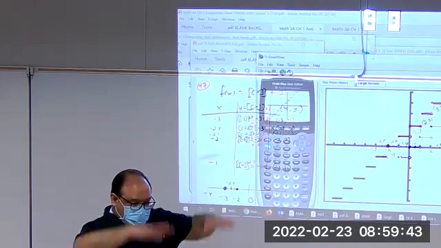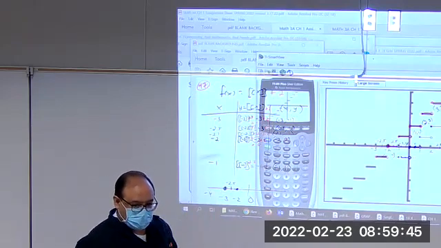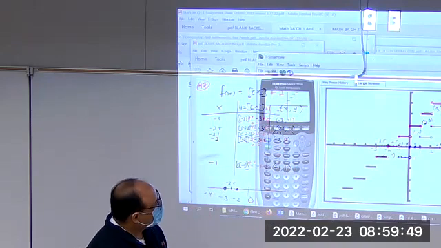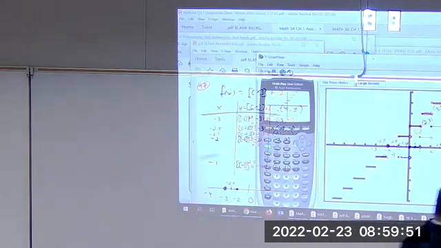The horizontal shifts left and right, the vertical shifts up and down, reflections left and right, reflections up and down. That's 47. Let's take a look at 49.